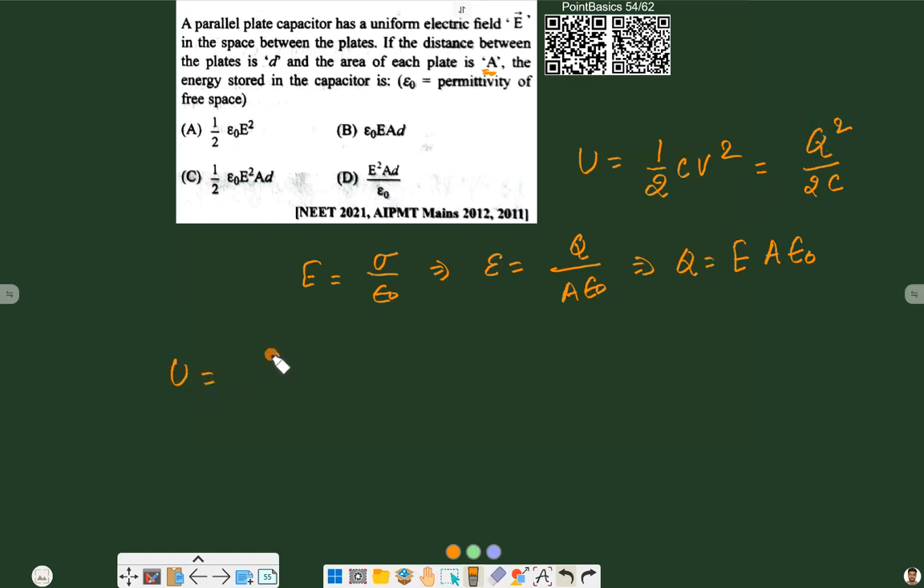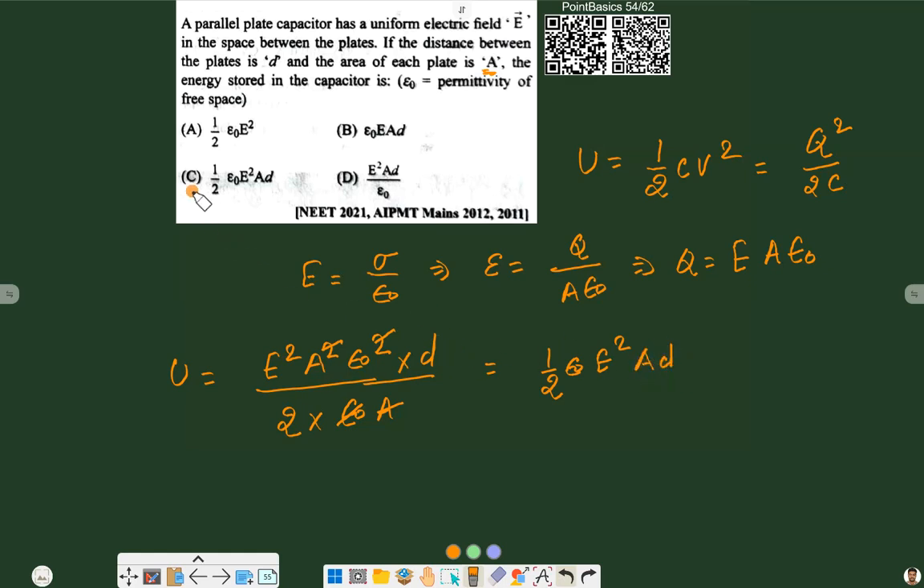So U will become E square A square epsilon naught square divided by twice of capacitance, and capacitance is equal to epsilon naught A by D, and D will go on the top. So A square get cancelled and epsilon square get cancelled. So we will be left with half epsilon naught E square into A times D, and that is option C is the right answer. Moving to next question.